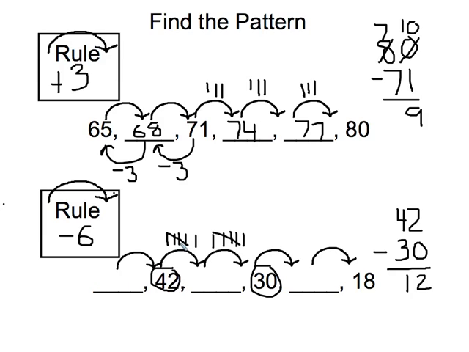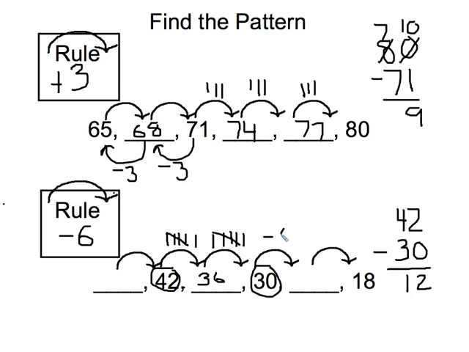42 take away 6. Well, 42 take away 2 is 40, and then back up another 4 would give me 36. And then 36 take away 6 gives me my 30. I feel very confident that I've done it correctly because I successfully got from 42 to 30 using even hops.